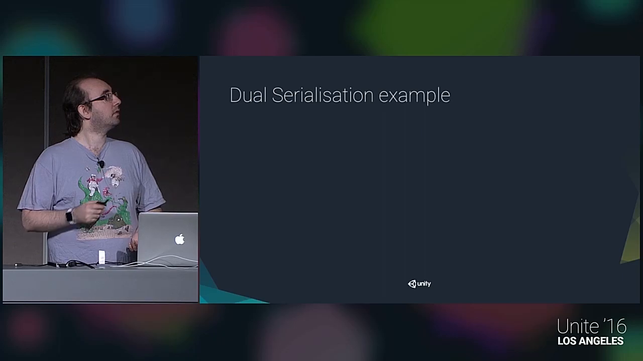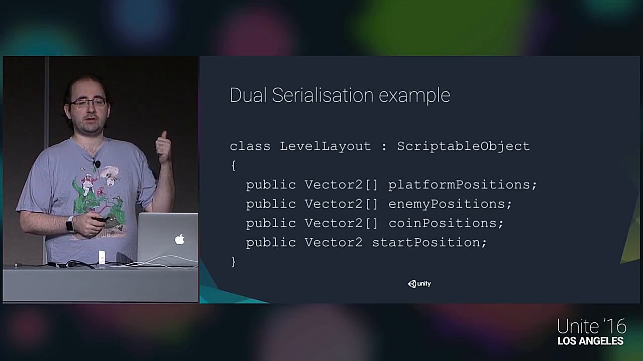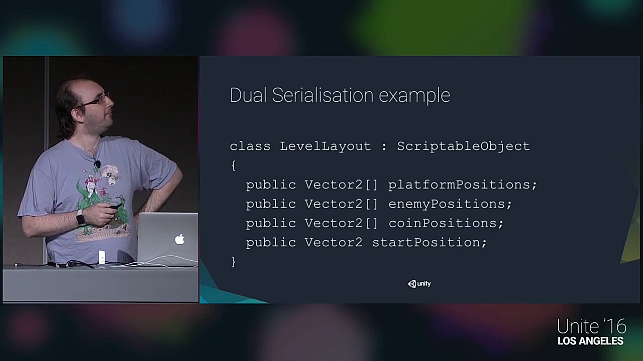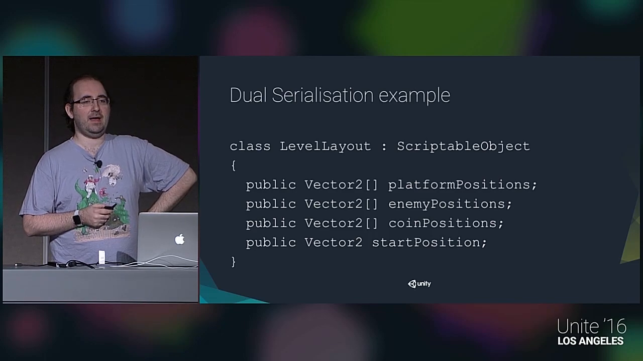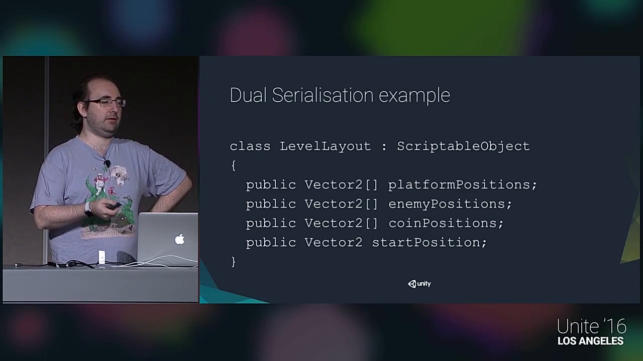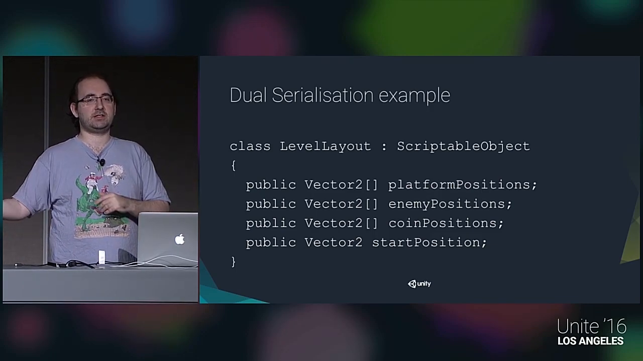Well, a pretty good example would be something like user-made levels. So given a scriptable object that stores all the information, suppose I have a simple platformer. I've got some platforms, I've got some enemies, I've got some coins to collect, and I've got a player start position. And the game is you collect all the coins, you avoid the enemies, and once you've got all the coins, then the level is done, you go to the next one.